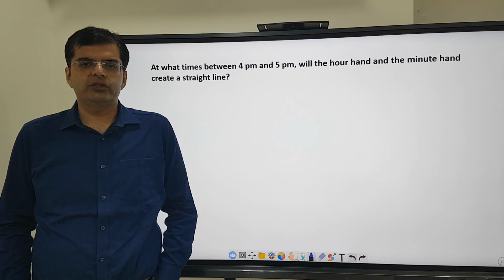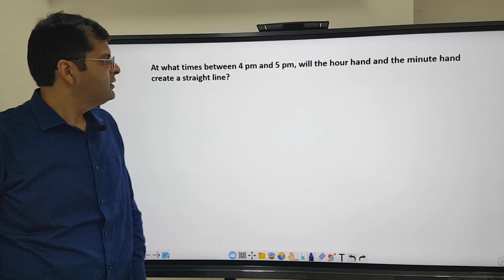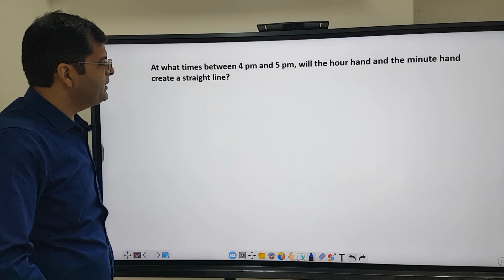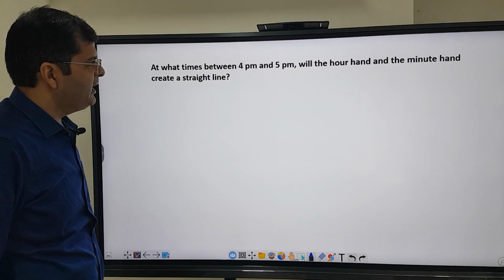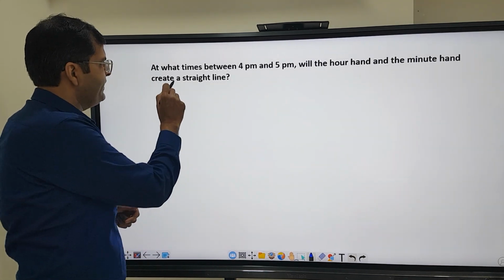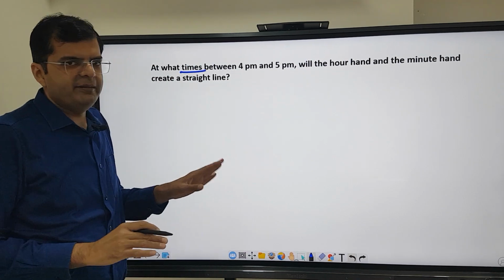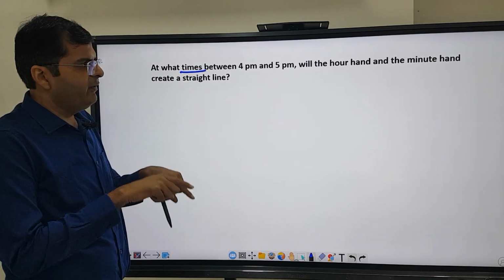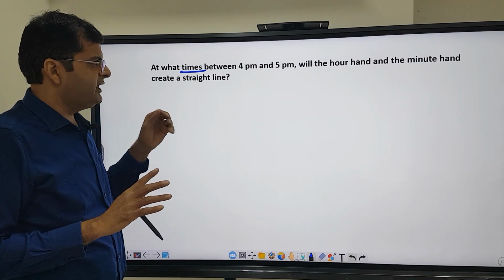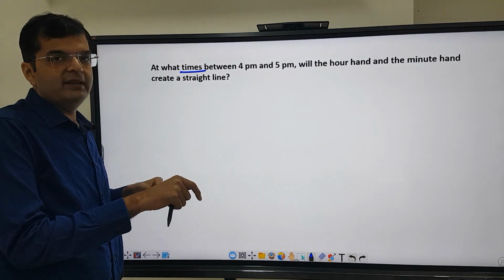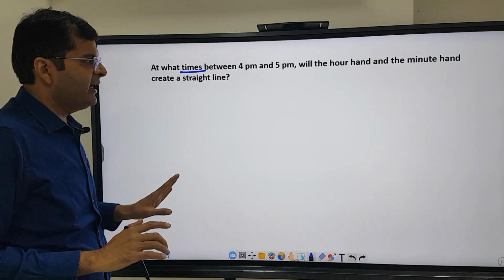So this is the fourth question of the clocks and calendar chapter. The question says, at what times between 4 p.m. and 5 p.m. will the hour hand and minute hand create a straight line? First of all, there will be two times like this. Why two times? At one of the times, they will overlap each other, meaning they make a 0-degree angle. That will also create a straight line. And the second time is when they are making a 180-degree angle.